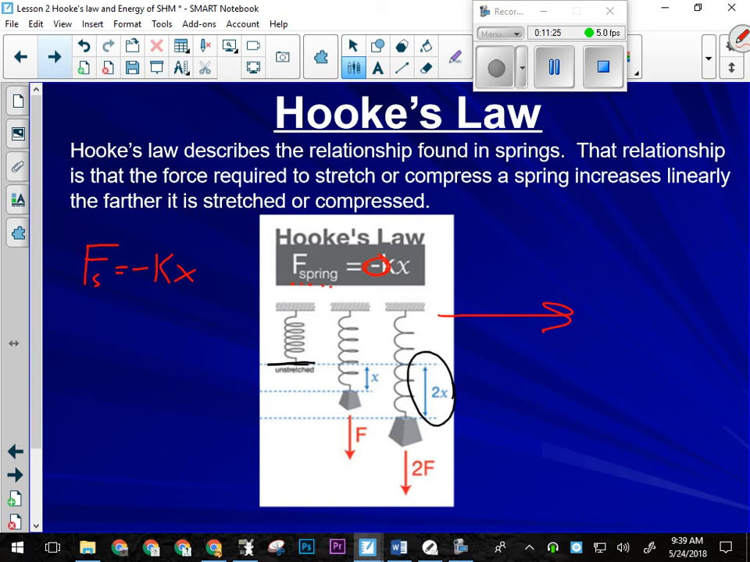Okay, everybody all right with Hooke's law? Mathematically, very easy to use. Just a 3-variable formula. The only thing that's tricky in there is remembering vectors are important. If I stretch a spring down, it's pulling up. Okay, things like that.